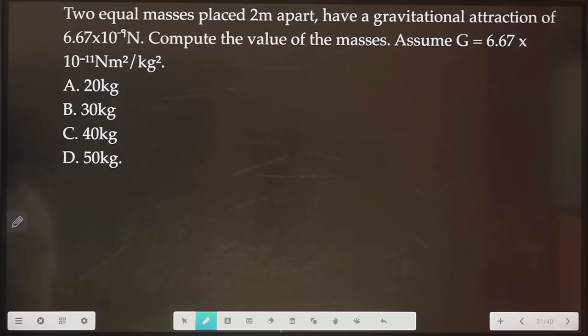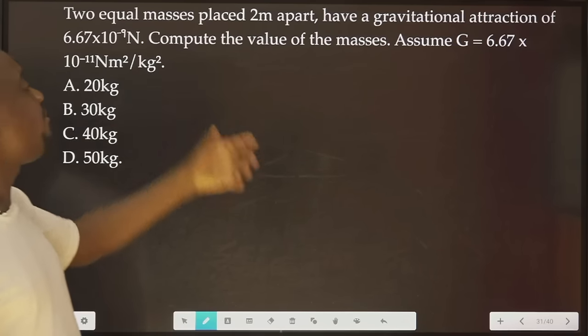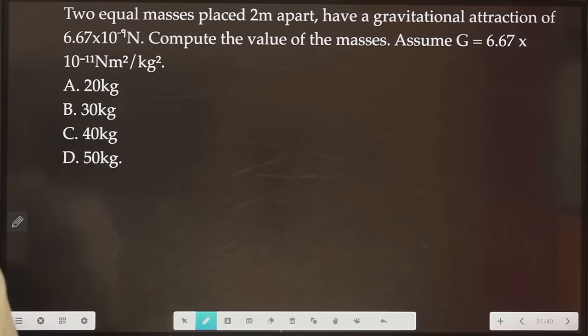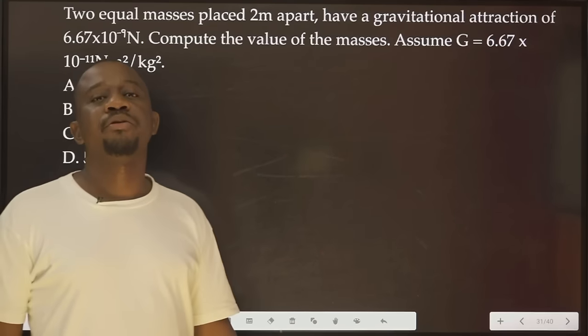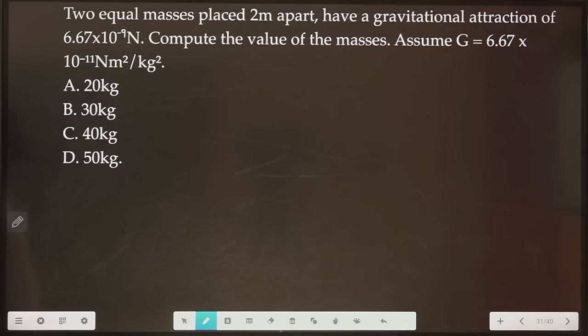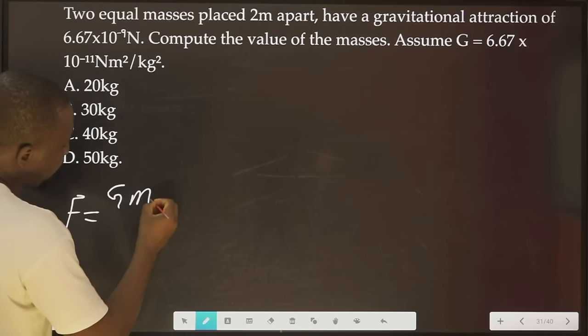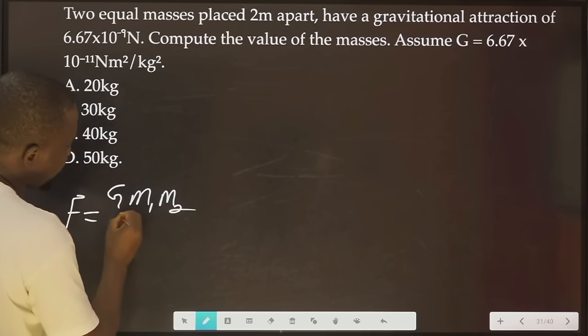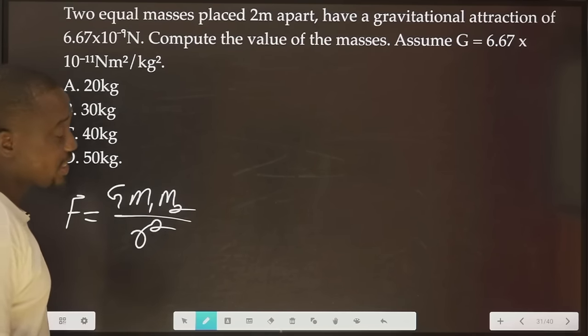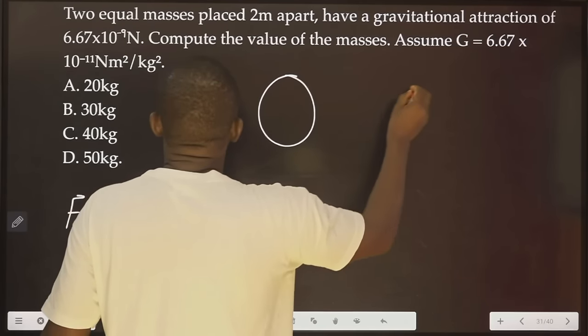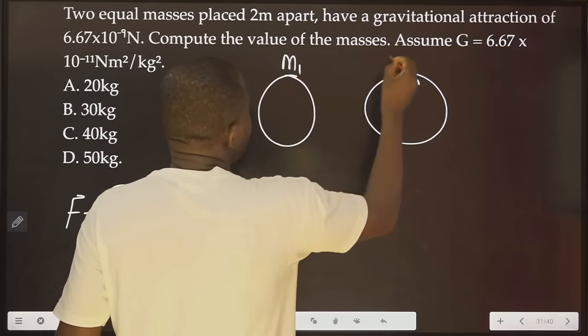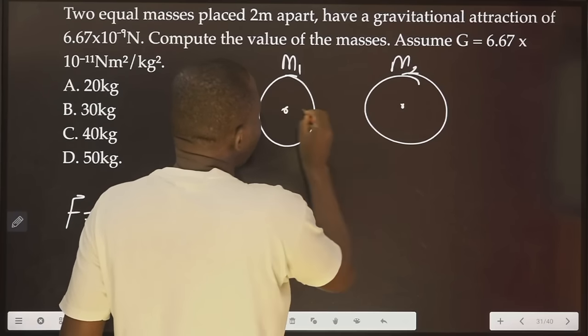Let's look at this. It says, 2 equal masses placed 2 meters apart have a gravitational attraction of this Newton, compute the value of the masses, okay? Assume G is equal to this. What you have to do, use Newton's law of universal gravitation. We say that the force between these objects is equal to the gravitational constant multiplied by the first body and the second body, all over r square, which is the distance between the two bodies. Assume this is the first mass, this is the second mass, m1, m2. The distance between their centers is r.